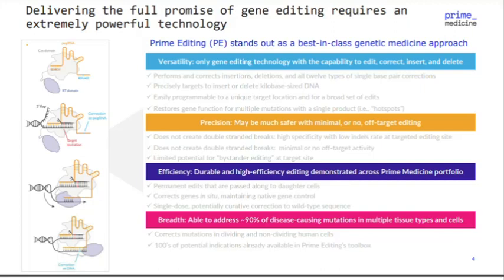And it's extremely broad. I explained the types of things we can do, but if you actually look at rare genetic diseases and you ask, hypothetically, how many can we correct? We can correct well over 90% of known pathological mutations. Now, of course, that's only in the sphere of rare genetic diseases. Prime has many things that we're looking at. They go well beyond just those rare genetic diseases.